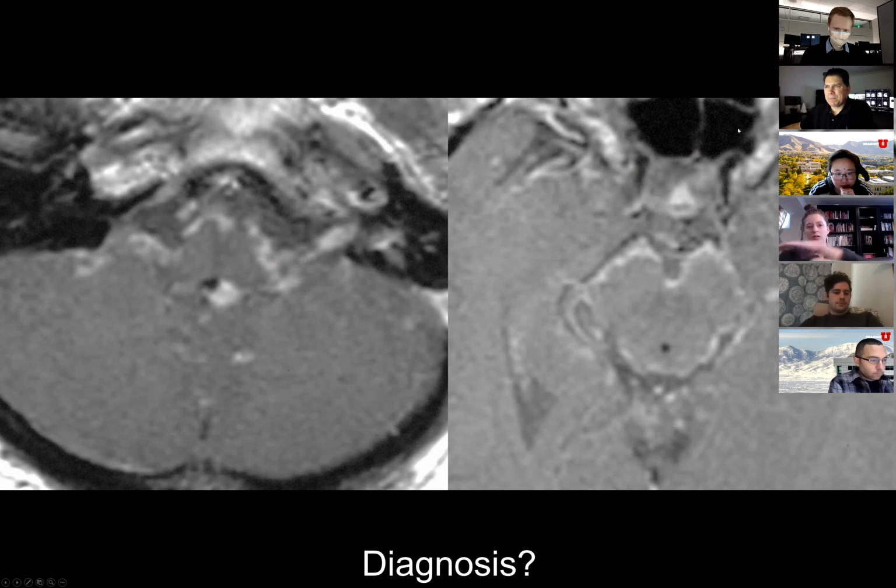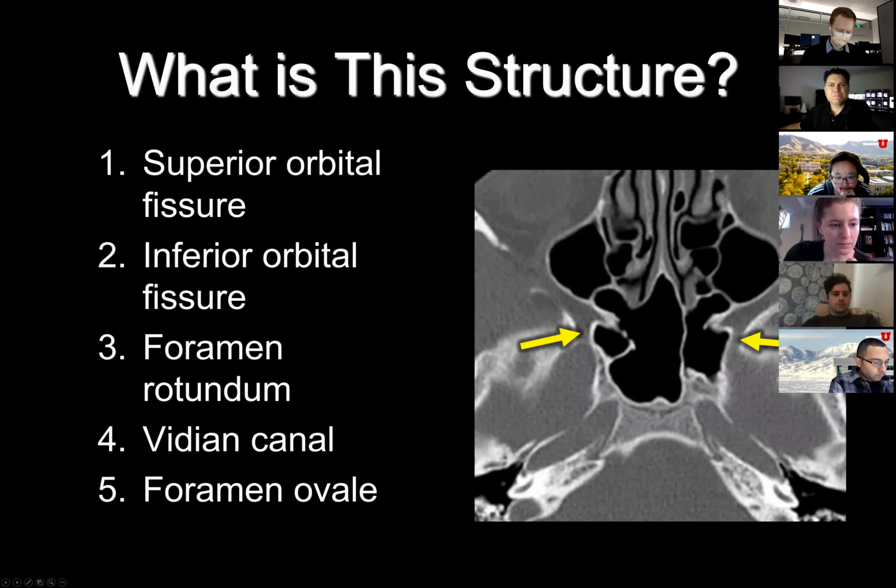Let's see, April? Okay, what is this structure? So I think this is the superior orbital fissure. No? Well, at the level of the inferior orbital fissure. Oh, we are at the level of the inferior orbital fissure. So what is the superior orbital fissure at the level of?